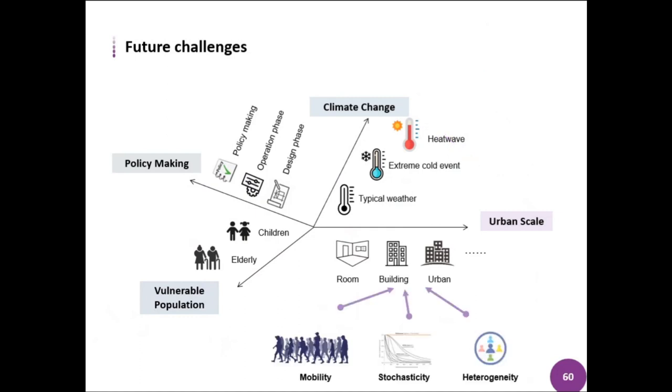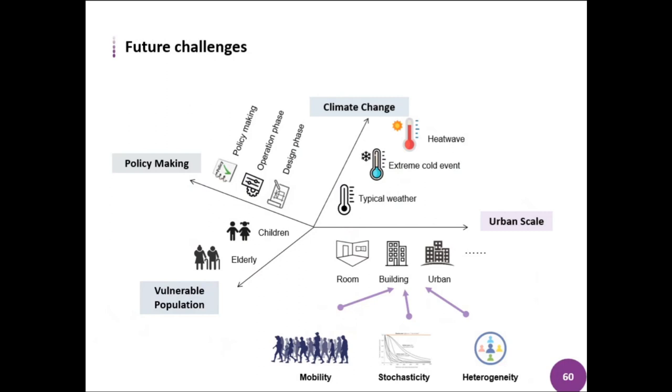Another is that currently the work we do mainly focuses on the building and room level, but we have less data and knowledge about people's movement and transportation and also their behavior at the urban level. And this is strongly connected to mobility, stochasticity, and heterogeneity of people at the urban level. So that is one kind of issue. We strongly connect to urban planning and also, for instance, behavior change. Many of us now work at home much more than 4 years ago, before the pandemic. So that gives us quite a lot of new challenges.